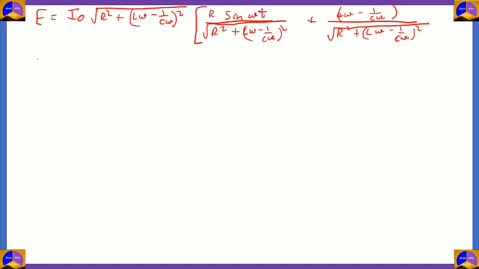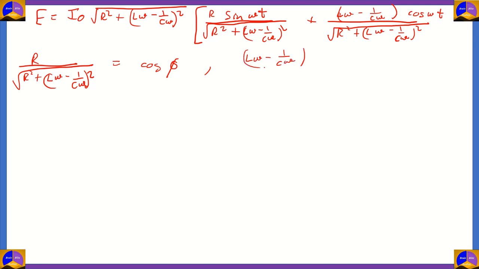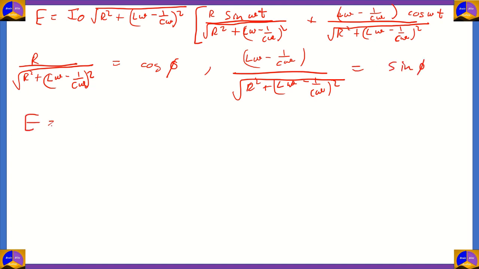So now we take r divided by the root of r square plus L omega minus 1 by c omega, the whole square, as cos phi, and we take the other term, L omega minus 1 by c omega divided by the root of r square plus L omega minus 1 by c omega, the whole square, as sine phi. So therefore the EMF now becomes I naught times the root of r square plus L omega minus 1 by c omega, the whole square.